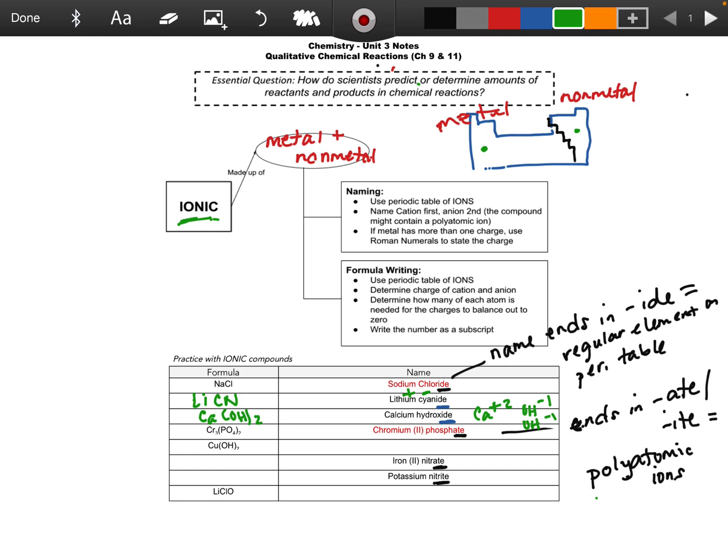All right, we'll skip down to the next one, iron 2 nitrate. Iron 2, this Roman numeral means that iron has a +2 charge. Remember, the Roman numeral states the charge of that metal. And then nitrate is a polyatomic ion, and that has a -1 charge. So we know we're going to need 2 nitrates. Iron is Fe, nitrate is a polyatomic ion, and since we need more than one, we have to use parentheses. So it would be Fe(NO3)2.